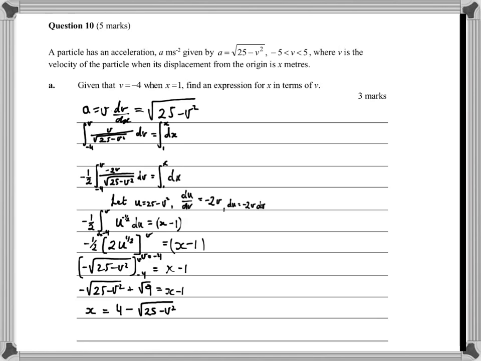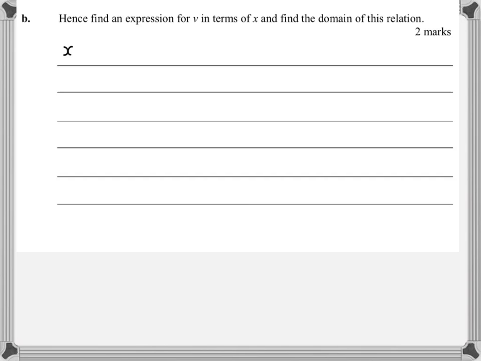And I can just transpose 4x. And we've done it, we've done the rule. Nice and quick. I don't have to worry about a plus c and then substituting in initial conditions and then working out c and so on. Straight away, it's very direct. Okay, so I've got the expression for x in terms of v.